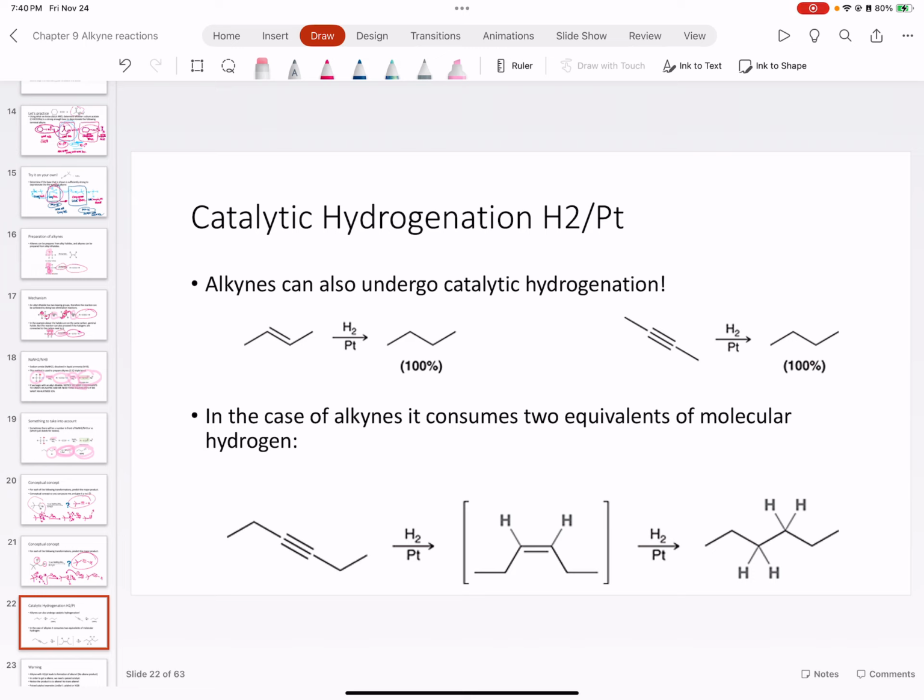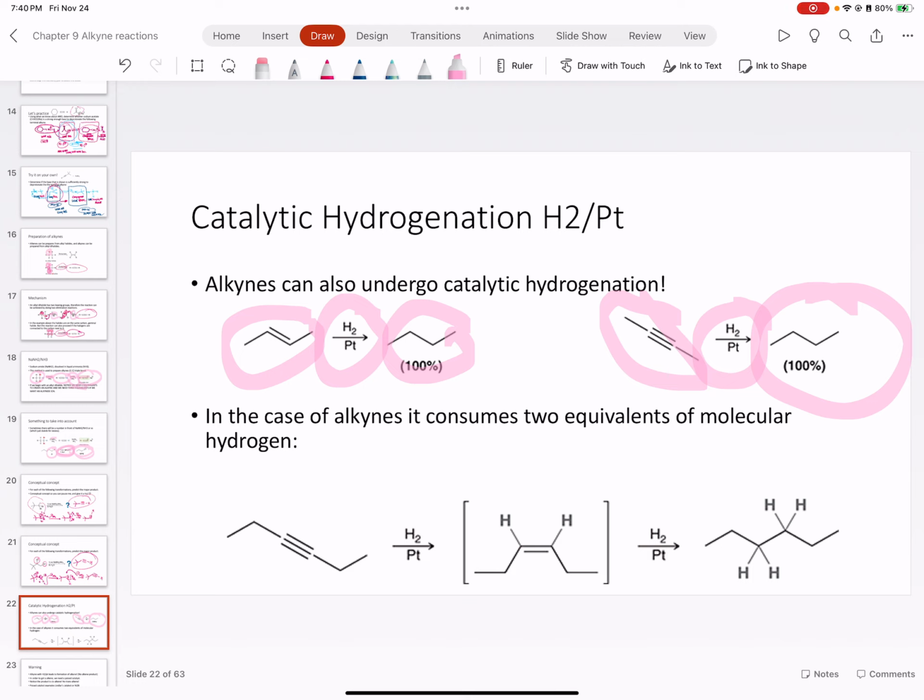So catalytic hydrogenation with H2, Pt. Remember that alkynes can also undergo catalytic hydrogenation. Like remember we use H2, Pt to go from an alkene to an alkane. So we can do the same. You can use an alkyne and then just with H2, Pt, you can convert it completely to an alkane.